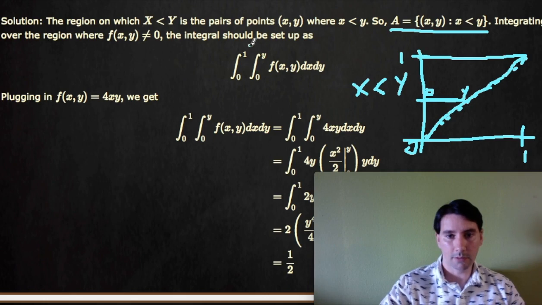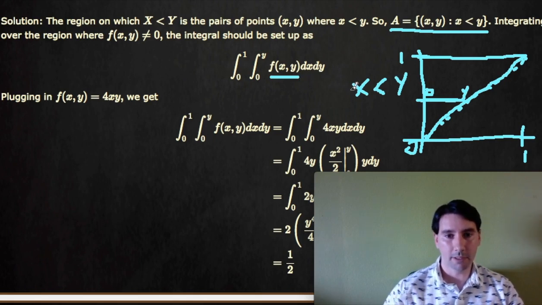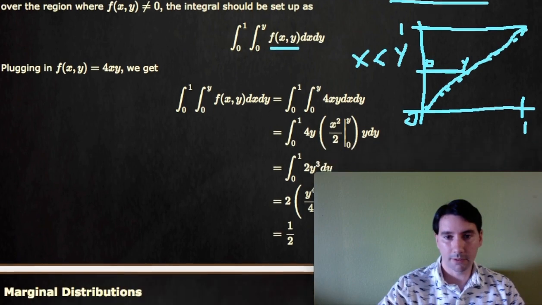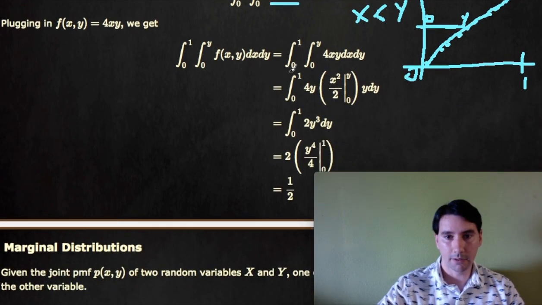So when we set up the integrals, we're integrating from 0 to 1 dy, and then we're integrating from 0 to y dx of the joint PDF f of xy. So the probability that x is less than y is the integral from 0 to 1 of the integral from 0 to y of 4xy dx dy.